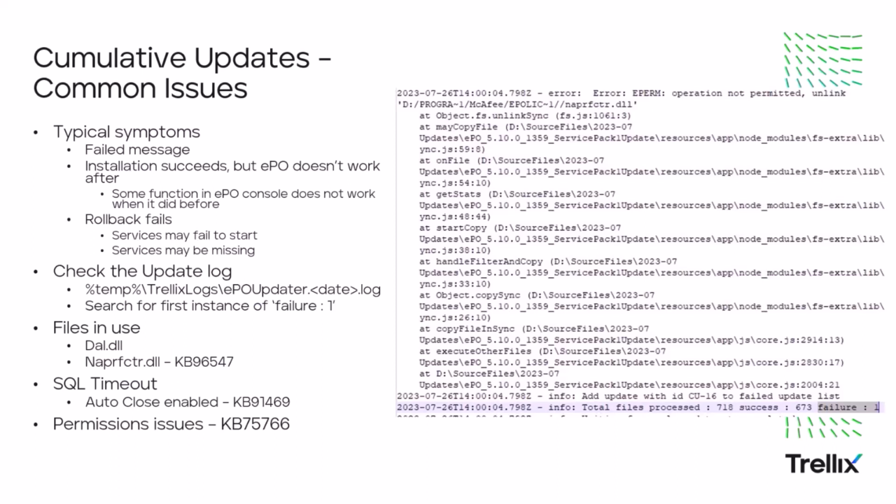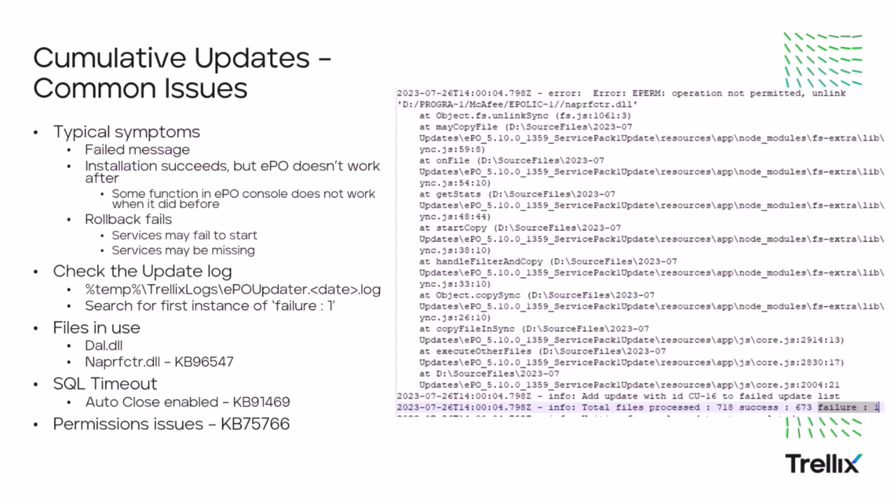In most cases, we found that you run the update, it runs through within a minute, and then it's done. It's completely successful, and everything works. You can log back into EPO. But if it does encounter some sort of failure, and you want to dig into this a little bit and understand why it failed yourself, there's definitely a log that you can look at. We always store that log under the user temp directory, and you'll find a folder there named Trellix logs. The file name is going to be EPO updater, then the date that you ran the install, .log.